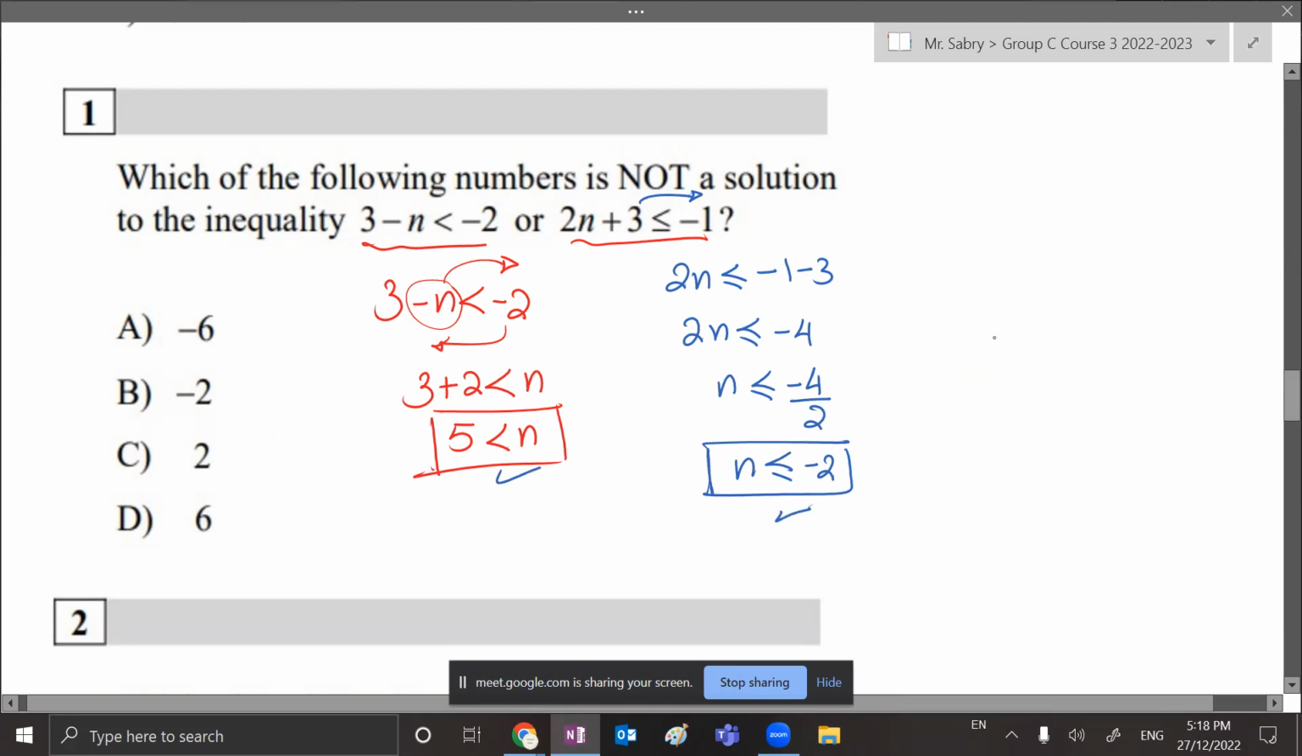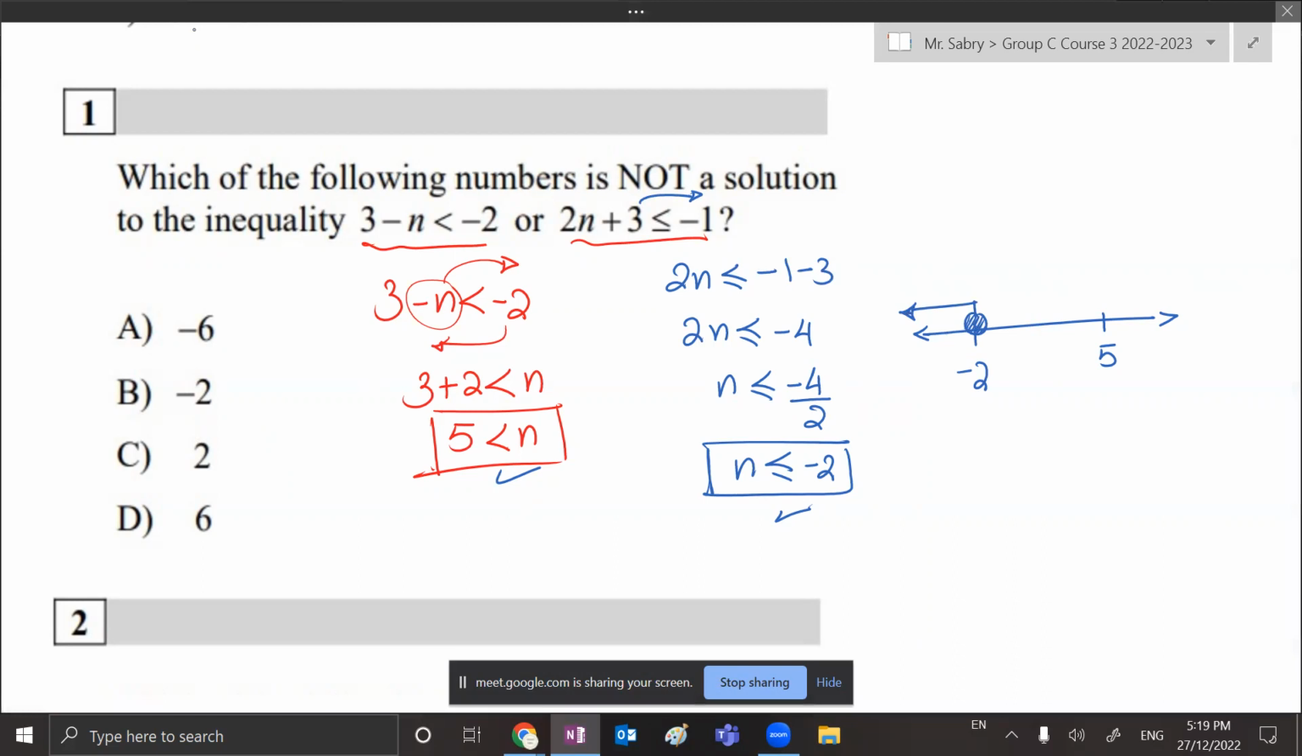Now I would suggest that you draw a number line and put the numbers on it. Of course, the 5 is on the right side because it's bigger than the negative 2, which should be on the left side. They're saying n is less than or equal to negative 2. So because it's less than or equal, I should put the shaded circle. Less than, then we're talking everything to the left side.